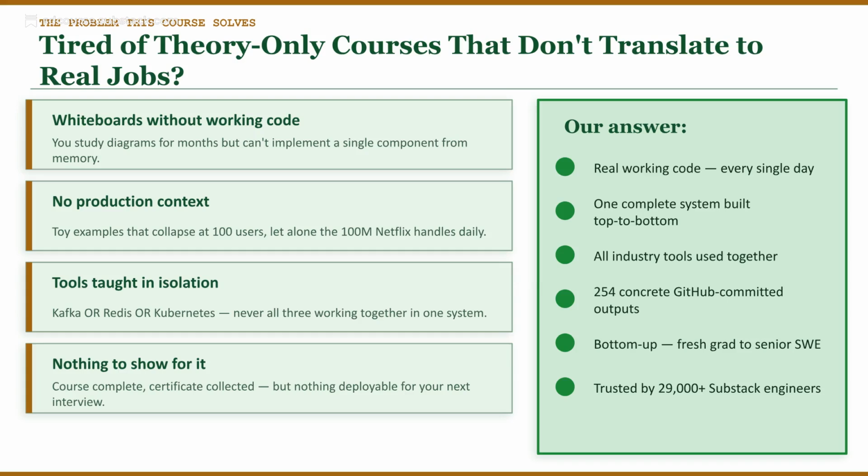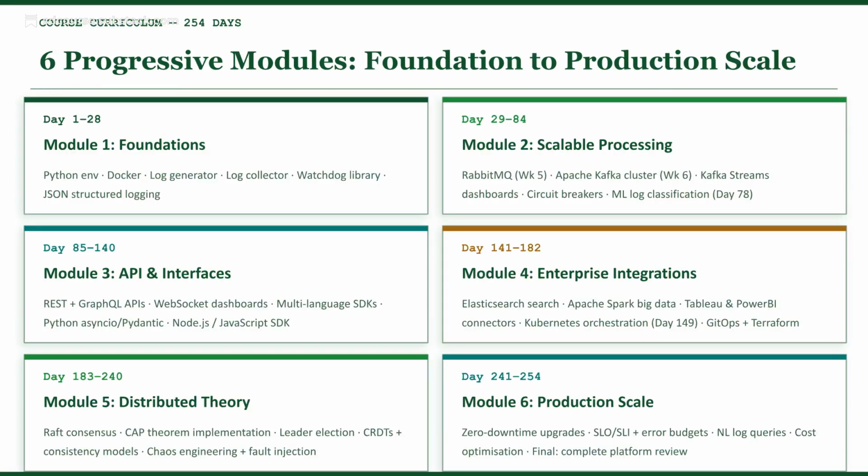Are you tired of theory-only courses? Our course solves the problem by providing real working code every day. We build one complete system using all industry tools together, resulting in 254 concrete GitHub-committed outputs, giving you something deployable for your next interview. Our 254-day curriculum consists of 6 progressive modules, moving you from foundational concepts to production scale.